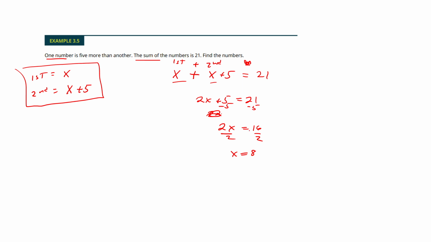Now be careful. This would be a big deal here. We were asked to find both of the numbers. So what we're going to do is take this 8 and go back to our dictionary. Well, if the first number was 8, the second number must have been 8 plus 5 because it was 5 more than the first one. So I'm doing 8 plus 5. See how I'm using my dictionary? That's x. Okay, good. Well, I needed two numbers. If x is 8, the second one must be 8 plus 5, or 13. So my two numbers are 8 and 13.